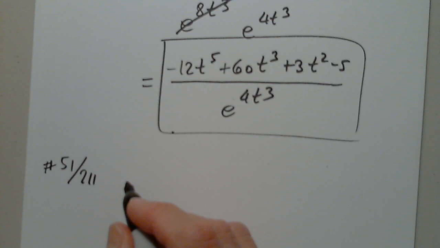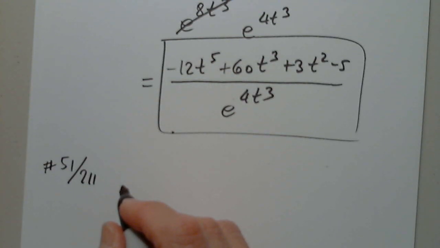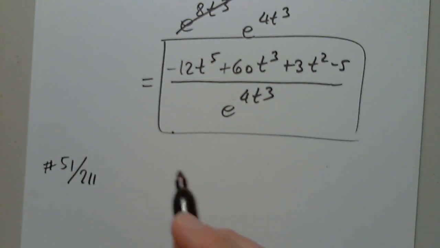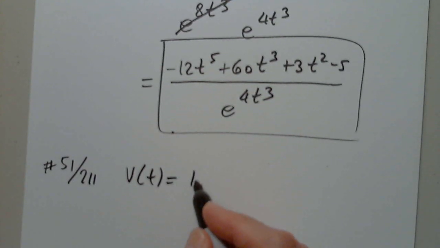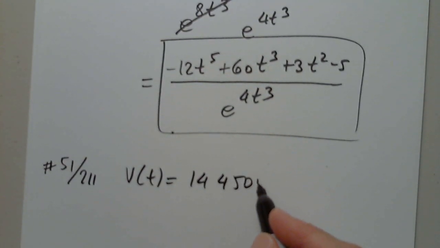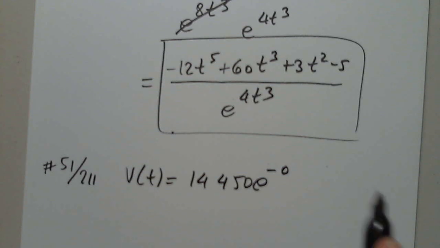So Perio's restaurant purchased kitchen equipment on January 1st, 2017. Two years later, the value of the equipment was $14,450, as you see it here. The value after that date is modeled by a function v of t equals 14,450 e to the negative 0.163 t. Obviously, it's a decay; it decreases its value. What is the rate of change in the value of the equipment on January the 1st?